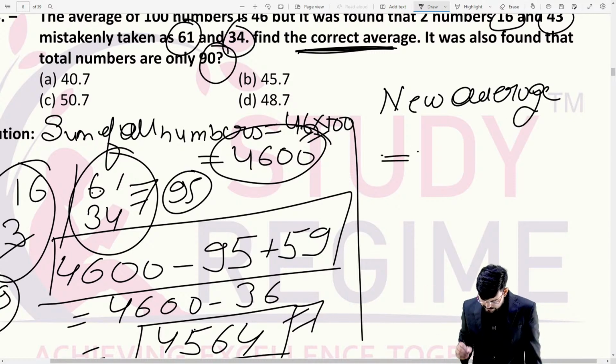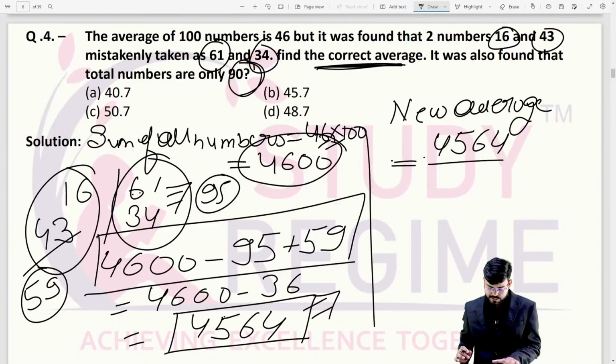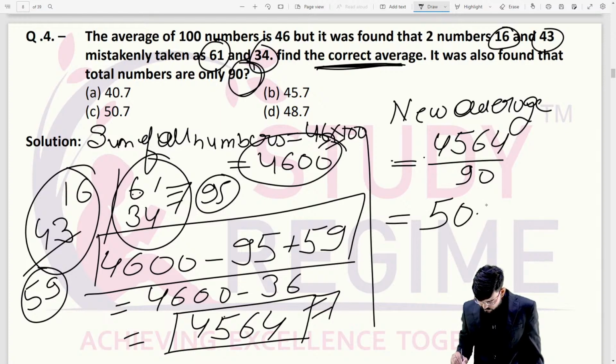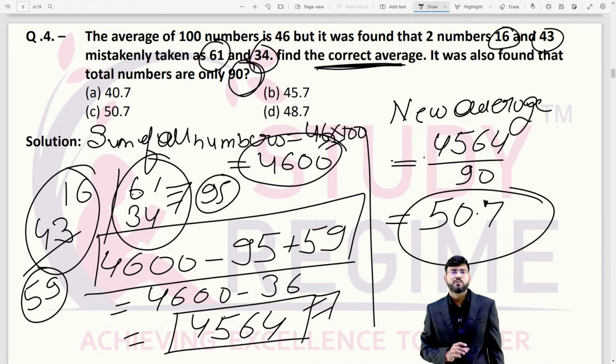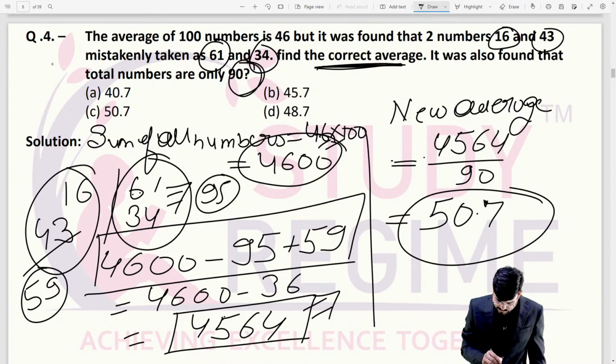As we all know, the average is the sum of the observations 4, 5, 6, 4. Now the important point is that you don't have to divide it by 100. You have to divide it by only 90. You will get an answer approximately like this. Clear? So according to the question, your answer will be option C.